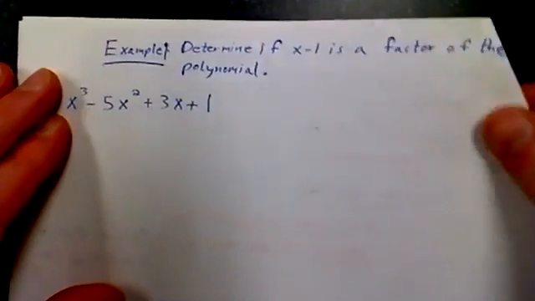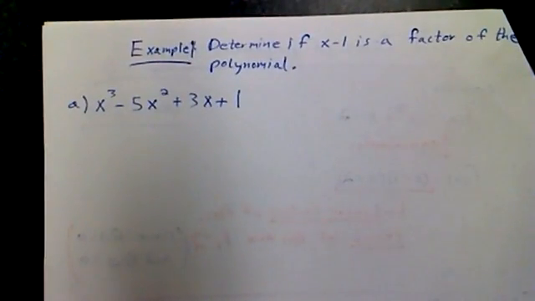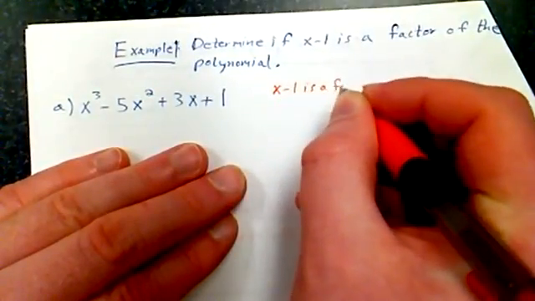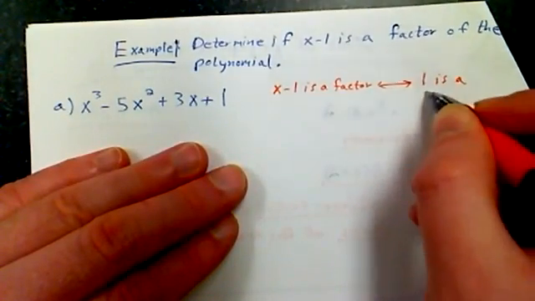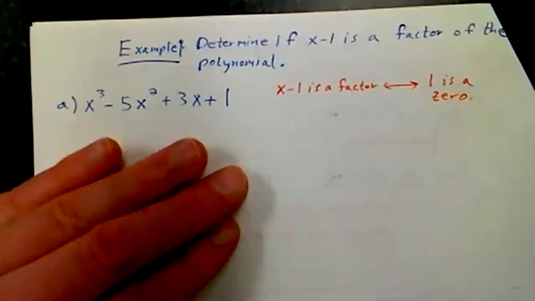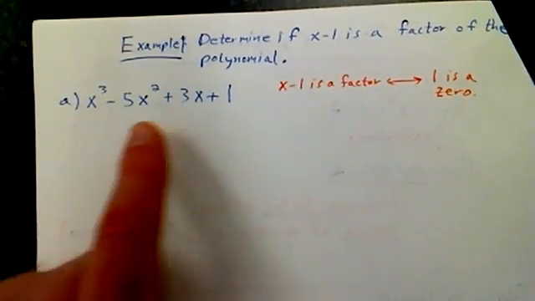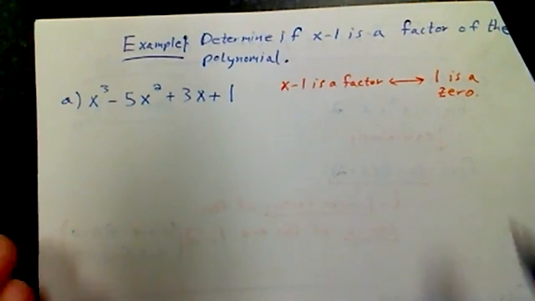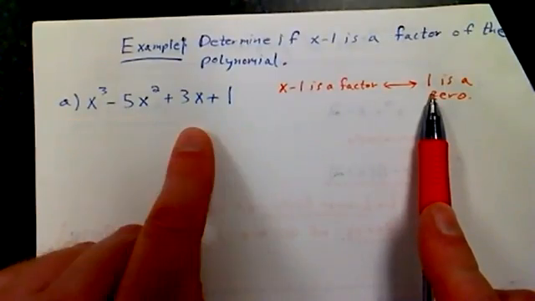Okay. So example 1, determine if x minus 1 is a factor of the polynomial. Okay, so here's the thing we have to realize. If x minus 1 is a factor, then I know that also means 1 is a 0, right? So I don't know how to tell if x minus 1 is a factor unless I can factor this, which I don't really know a nice way to factor that right now. However, I do know how to check if 1 is a 0. One option is, of course, I can plug in 1 and see if it equals 0.